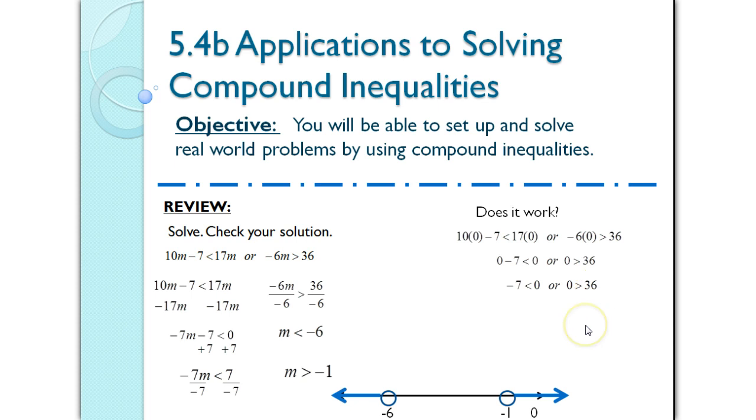Now remember, for your unions, you have your two statements. At least one of the statements must be true for the inequality to be true. Negative 7 less than 0 is a true statement. 0 greater than 36 is a false statement. So as long as one of the statements is true, which is the case, our inequality is true.